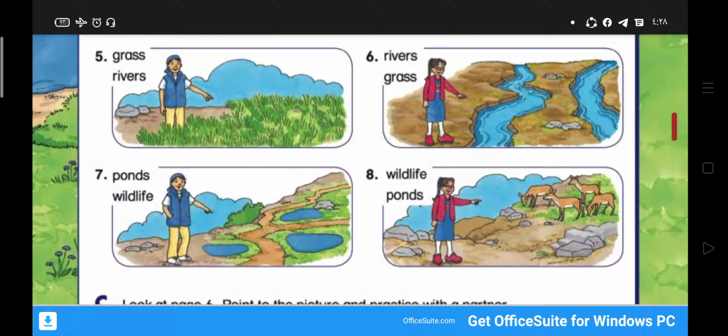Number 5. There is some grass. There aren't any rivers. Number 6. There are some rivers. There isn't any grass. Number 7. There are some ponds. There isn't any wildlife. Number 8. There is some wildlife. There aren't any ponds.